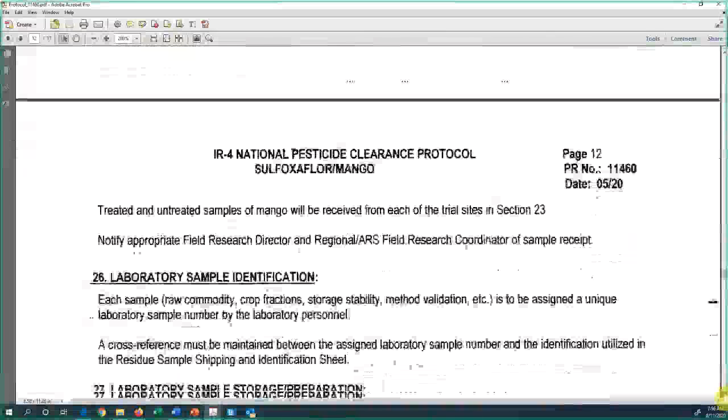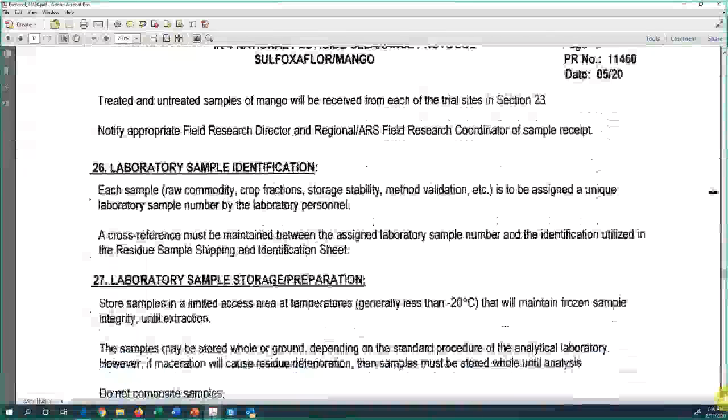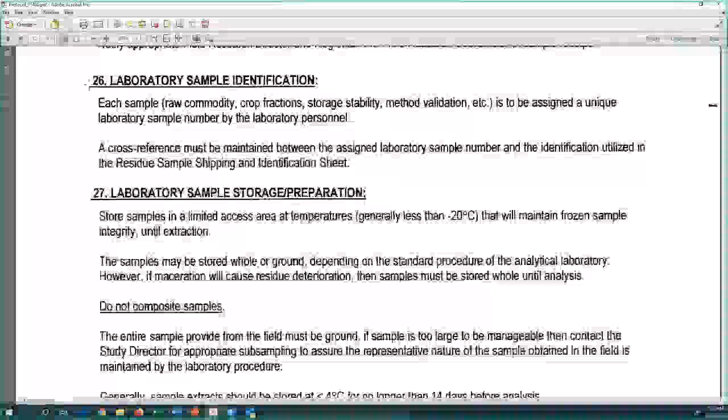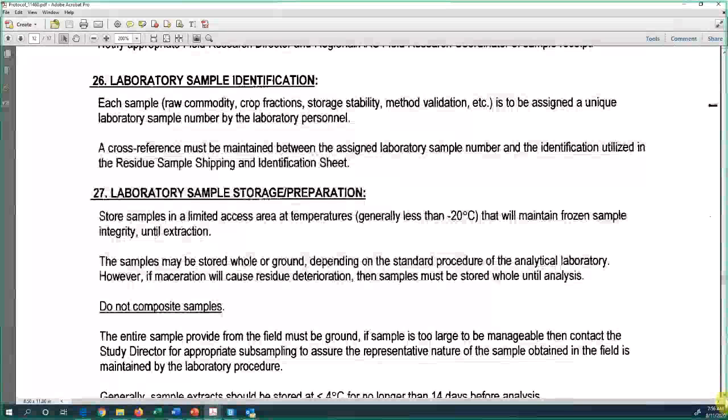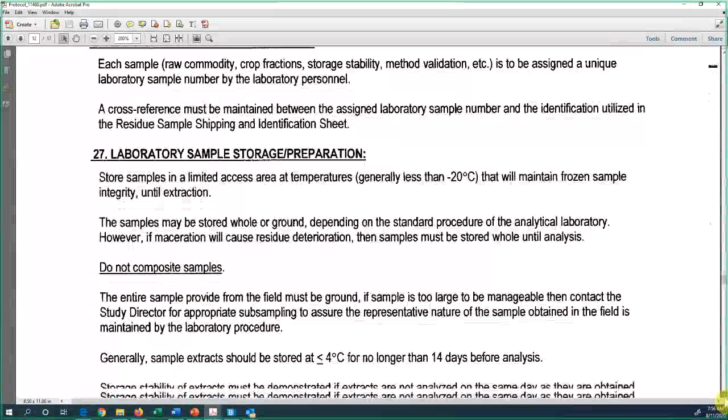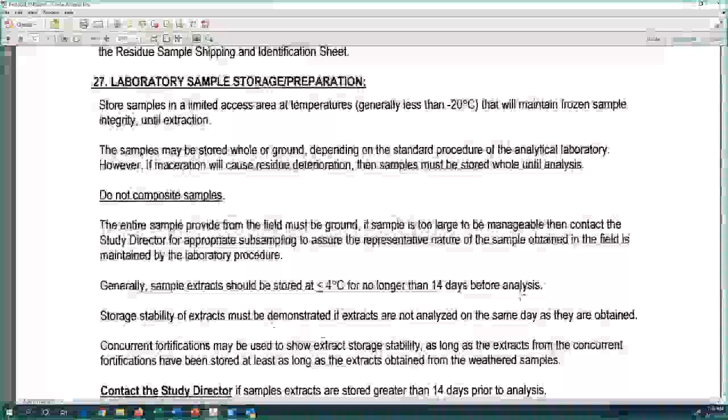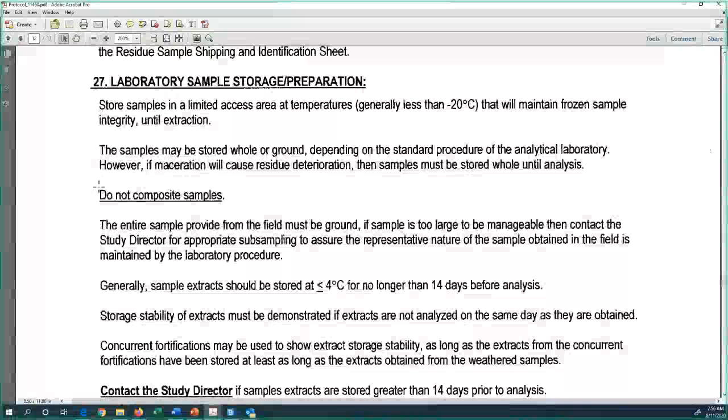So the next is how about the method? Okay. Oh, identification number. That's okay. We can keep going down. It's all going down. Okay. When you receive any sample, you don't mix them. Each sample is itself. Okay. So don't composite any samples there. And here it did say this is the protocol requirement.